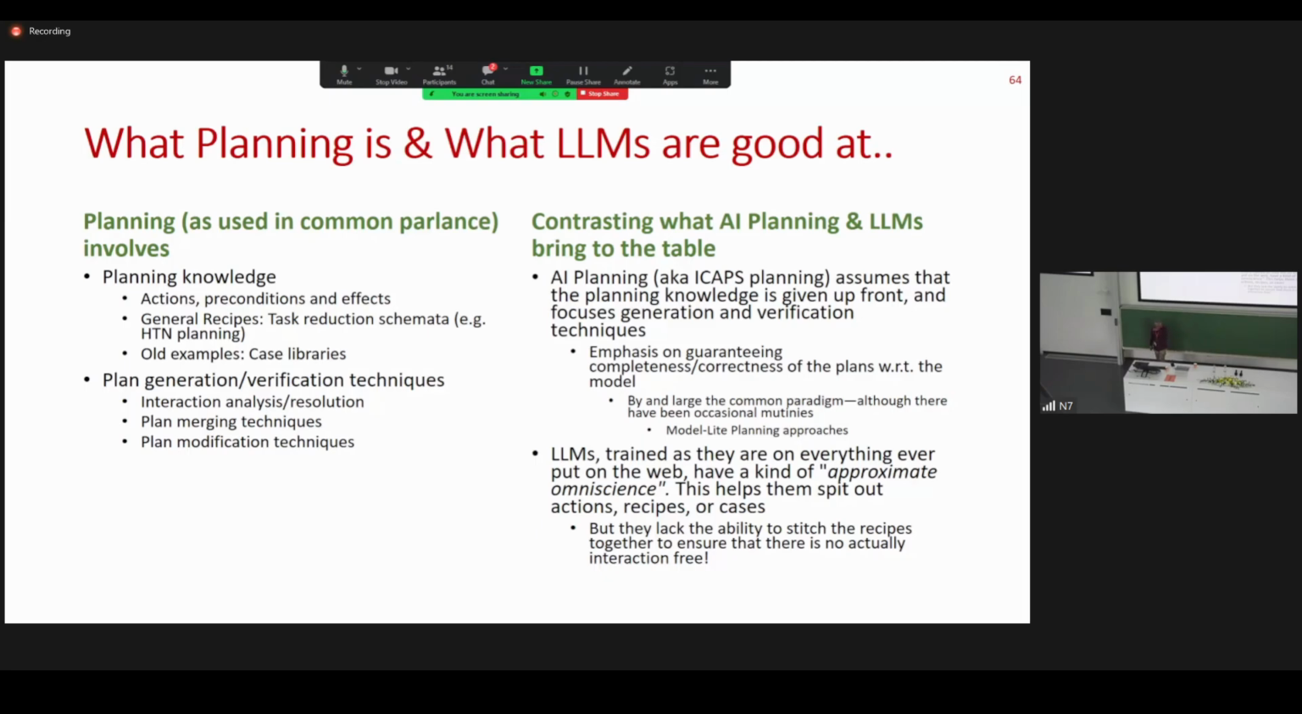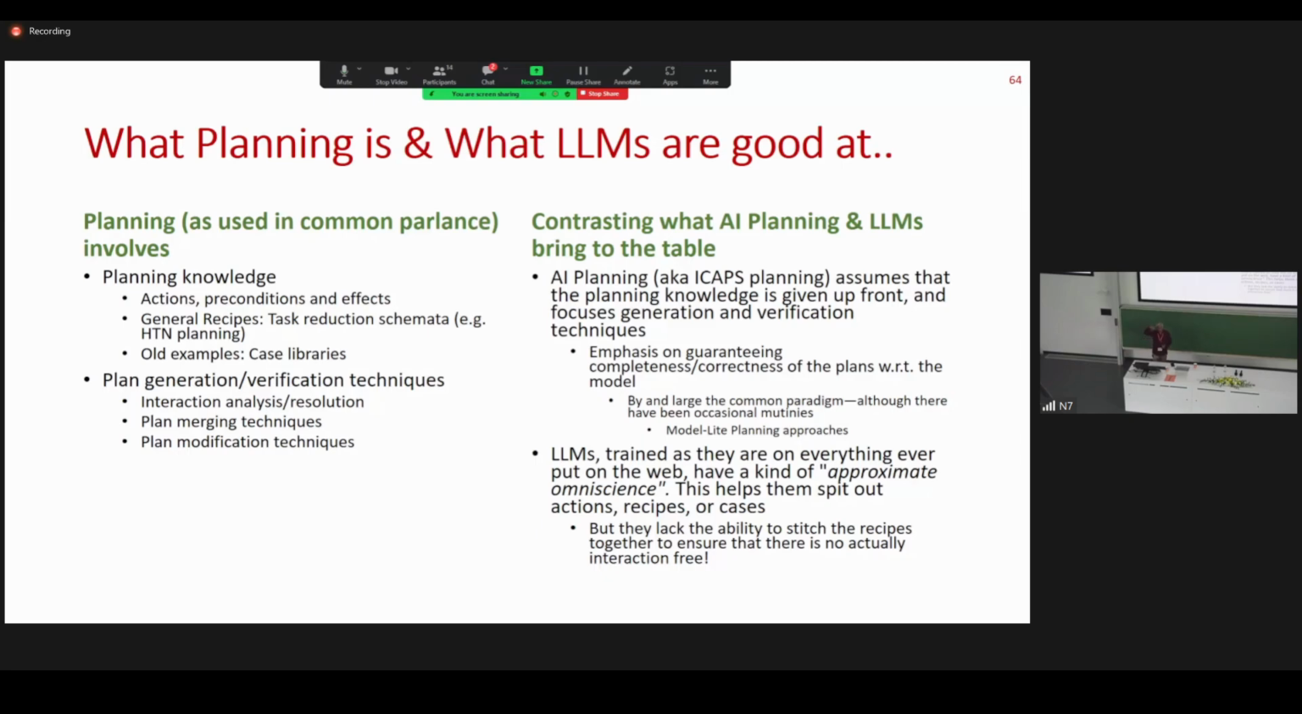Now, if you come to the ICAPS community, basically ICAPS planning assumes that the planning knowledge in some form is given upfront. That means all the planning knowledge, we basically don't focus as much on where it is coming from. There are a couple of people who talk about model generation, and they are supposed to generate the models, and we'll just use it. And in the IPC, whoever is sucker enough to run the IPC has written the model, and then you just run your planner on that. So ICAPS assumes that the planning knowledge is given upfront and focuses on generation and verification techniques.